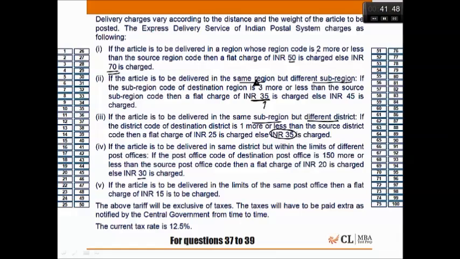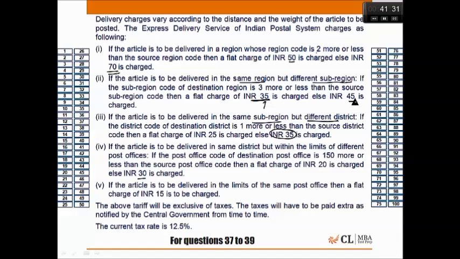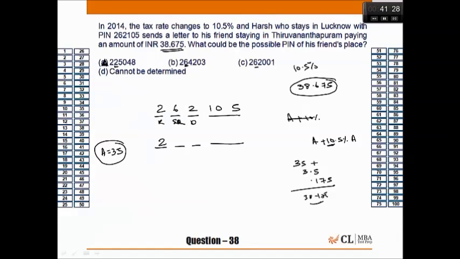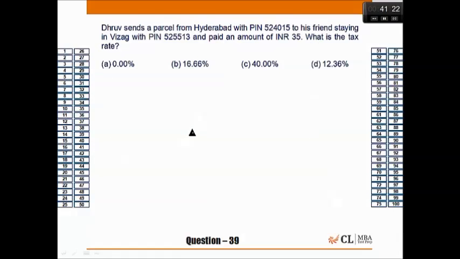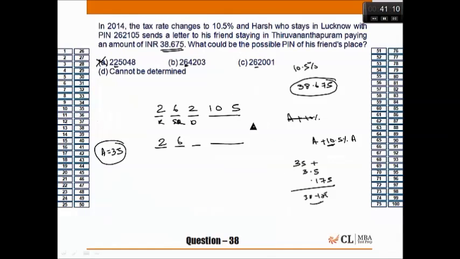If the article is delivered in the same region but different sub-region, 3 more or less than 35. So it has to be 3, but the options are 2, 6 and 6. Okay, that's the same sub-region. This is 2. 2 difference is 4. If it is 4, I will charge 45, no? So it's clearly not this one. So both options say 6. Then if it says 6, 35 is here. Same sub-region, different district. If it is 1, then 25, otherwise it is 35.